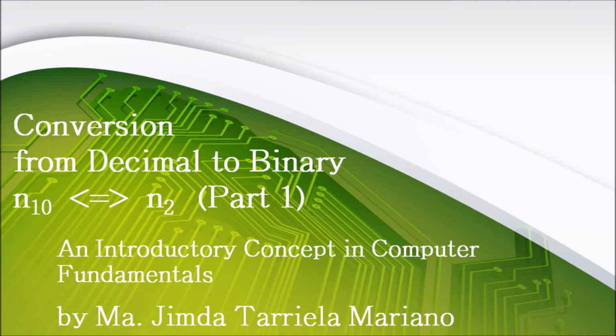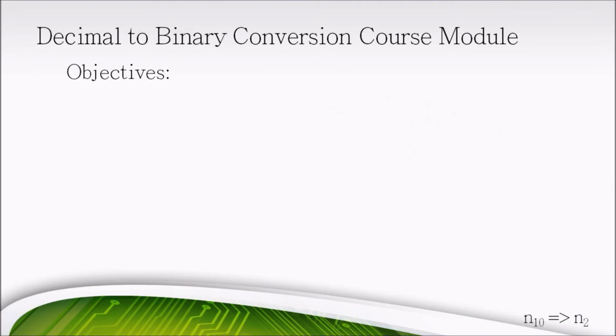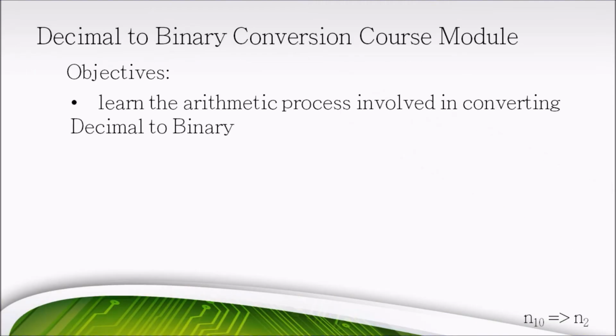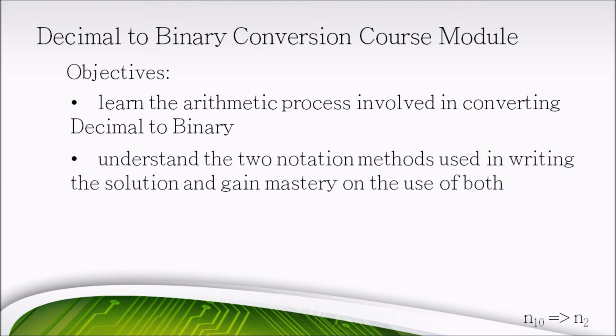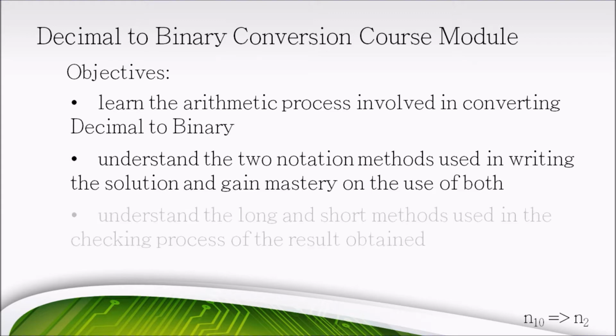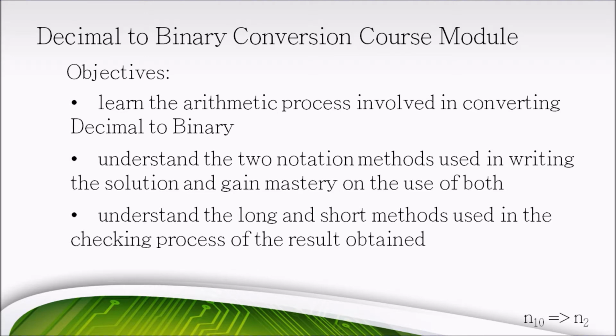Conversion from decimal to binary. In this module, our objectives are as follows. Learn the arithmetic process involved in converting decimal numbers to binary and vice versa. Understand the two notation methods used in writing the solution of the conversion process and gain mastery on the use of both. Understand the long and short methods used in the checking process of the result obtained.